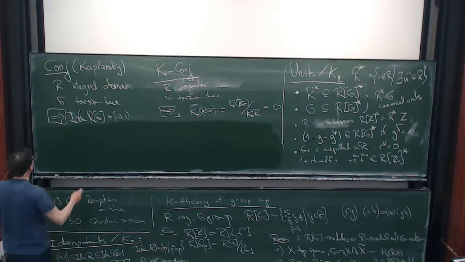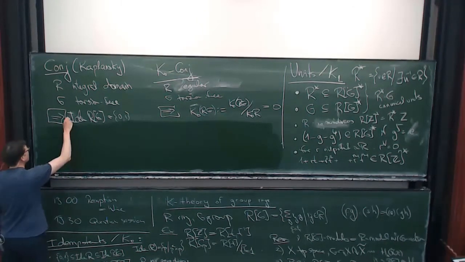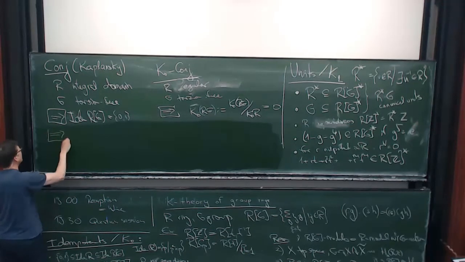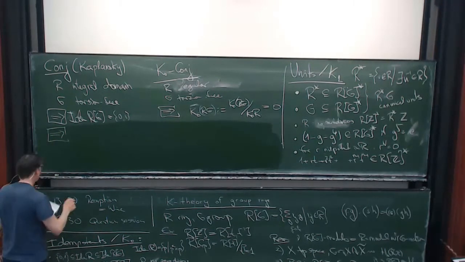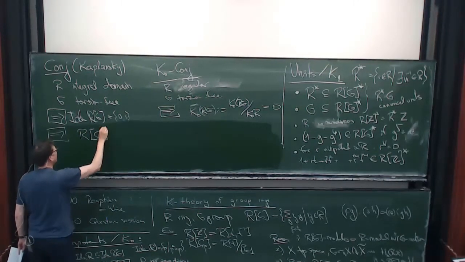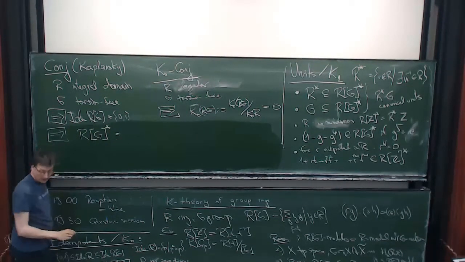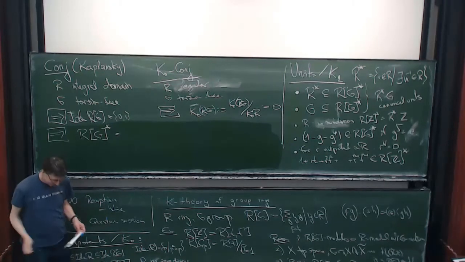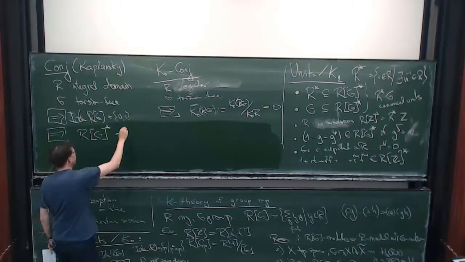Okay, so the Kaplansky conjecture, I mean, not only this, but also about units, says that under these assumptions, all units are canonical.